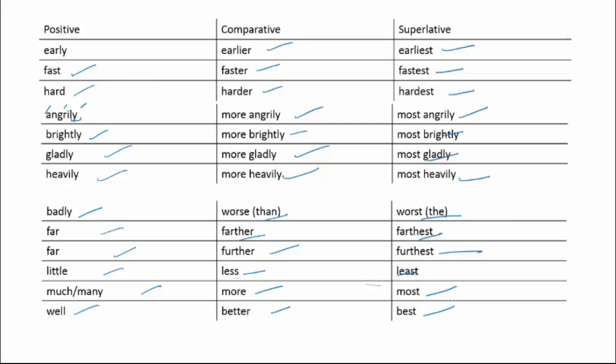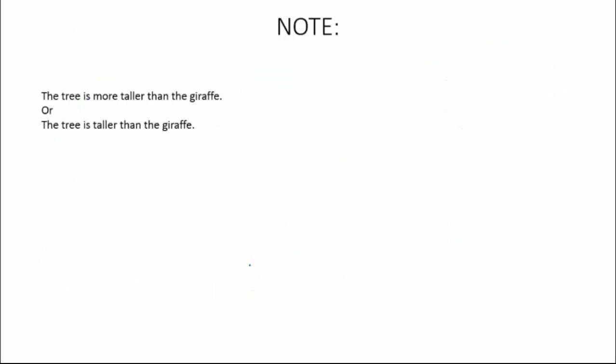Okay. Now let's see some more examples and try to understand which things are to be kept in mind while making these degrees of adverbs. The tree is more taller than the giraffe. The tree is taller than the giraffe. Now over here, the same thing. Taller is already a comparative form. Then more should not be added to it. It's a double comparative. So double comparatives or double superlatives should not be used.